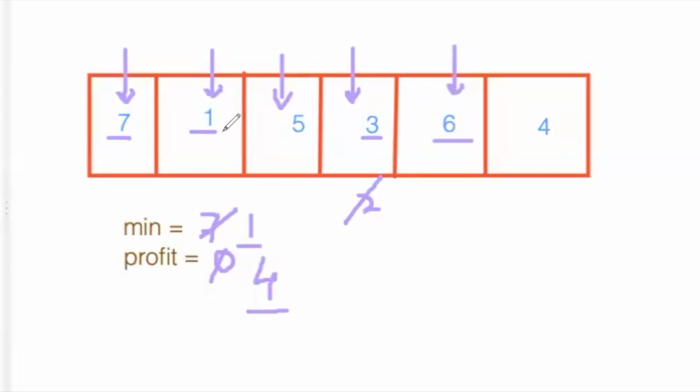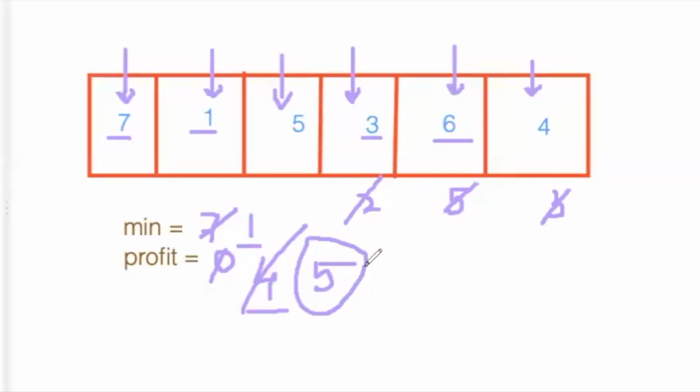Now, 6 is not lesser than 1, which means minimum remains as 1. The profit becomes 6 minus 1, which is 5, which is greater than 4. So the profit is now replaced by 5. Our pointer now moves to the last element, 4. It is not lesser than 1, so we will achieve a profit. The value is 3, which is again lesser than 5, so not considered. Our output finally is returned as 5.